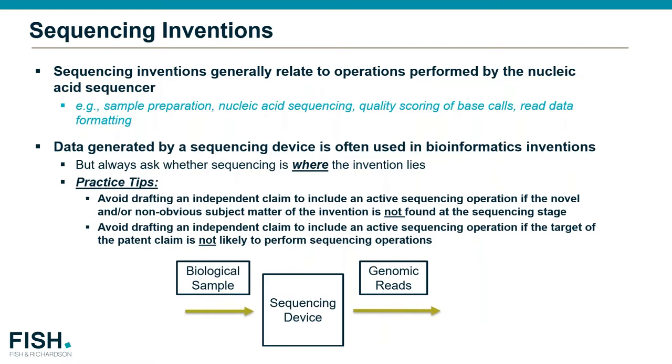Data generated by a sequencing device is often used in bioinformatics inventions, but always ask whether the sequencing is where the invention lies. Oftentimes I've seen even very senior practitioners jump to put sequencing steps into the claims when it can maybe be a much more powerful claim to just have obtaining data generated by a sequencer, so that you don't require the entity to actually perform the sequencing. The operations on the sequencing data may be performed at a server in a data center as opposed to the lab that may house the sequencer.